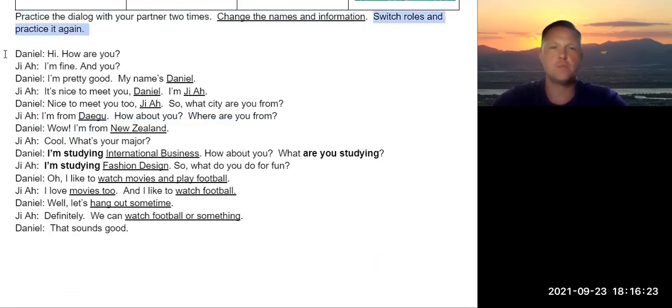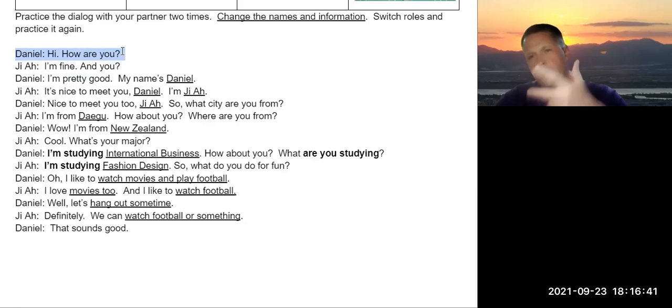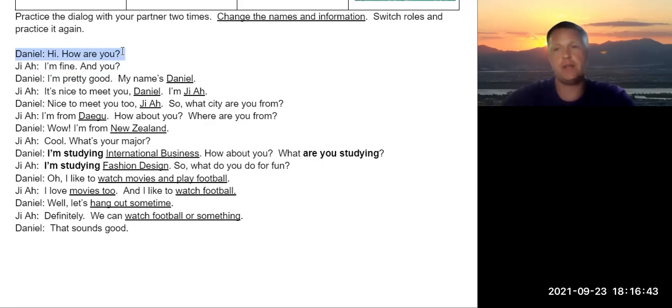So the first time, one person will be person A, and the other person will be person B, and then you'll switch. So if you're doing this alone, you can just do it with me. I'll do part A and you can do part B, and then we'll switch. Or if you're doing this with a friend, you can just stop the video and just do it with them. All right, so it goes like this.